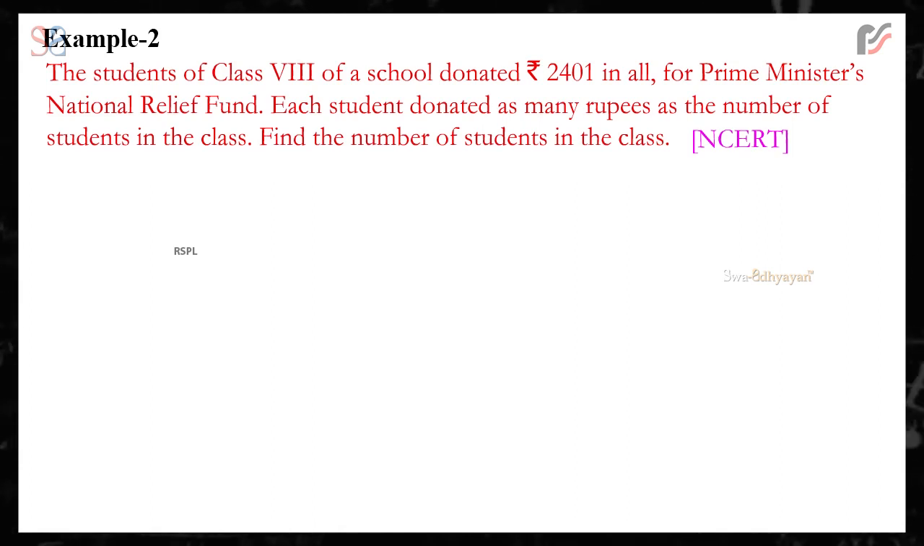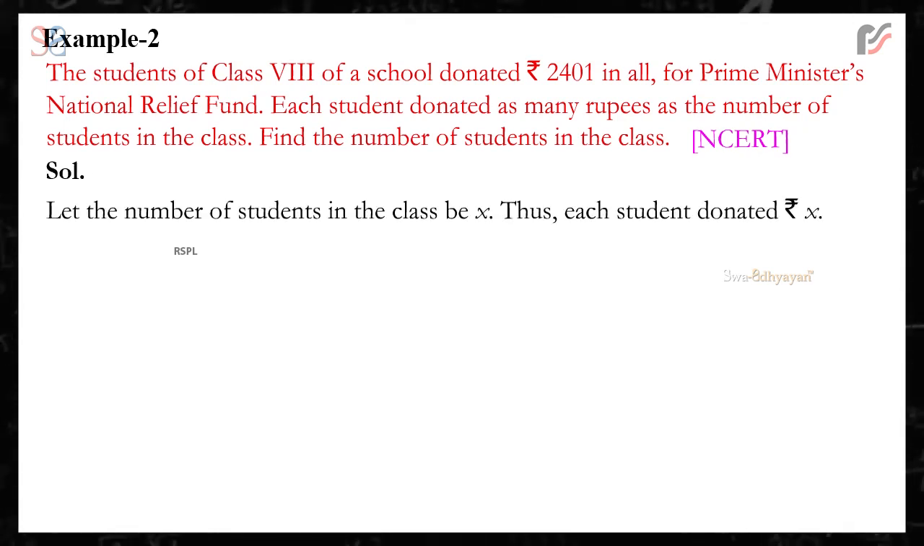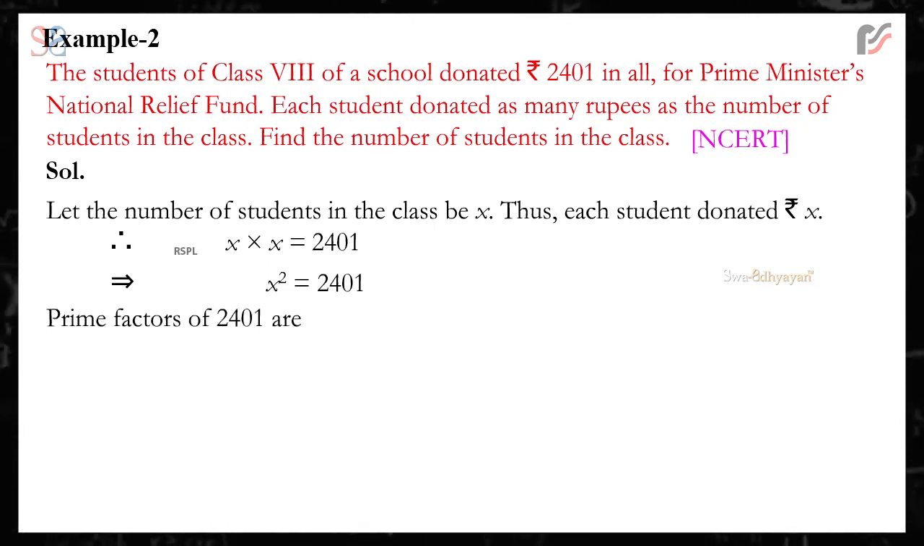Example 2. The students of class 8th of a school donated rupees 2401 in all for Prime Minister's National Relief Fund. Each student donated as many rupees as the number of students in the class. Find the number of students in the class. NCERT. Solution. Let the number of students in the class be X. Thus, each student donated rupees X. Therefore, X into X is equal to 2401. Implies X square is equal to 2401.